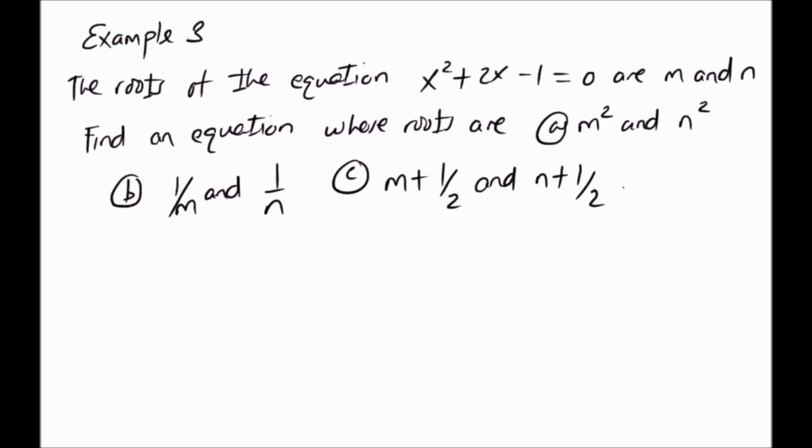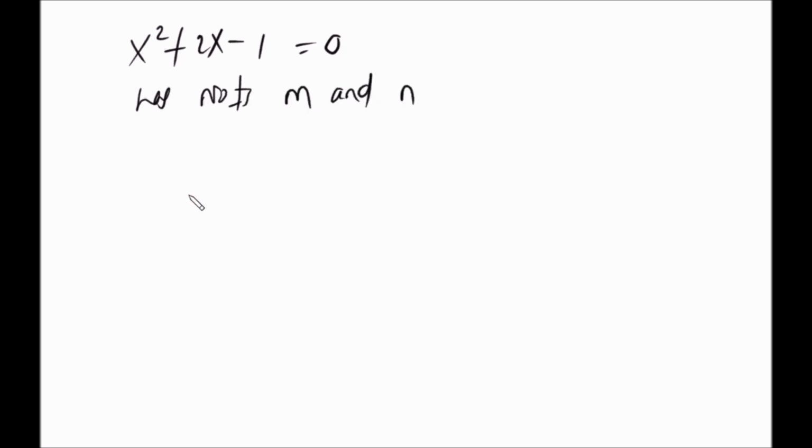Example 3 says the roots of the equation x squared plus 2x minus 1 is equal to 0 are m and n. Find the equation whose roots are m squared and n squared. So our equation there is x squared plus 2x minus 1 equals 0. Its roots are m and n.